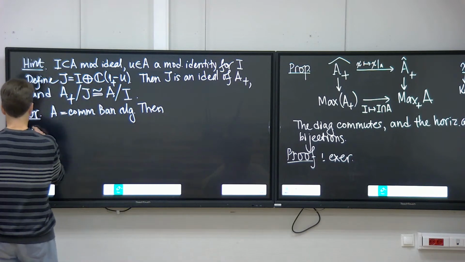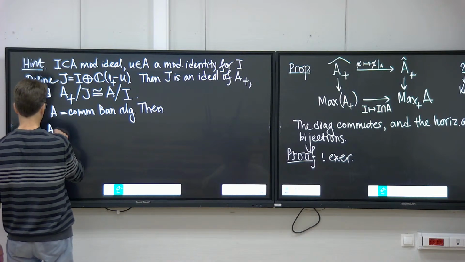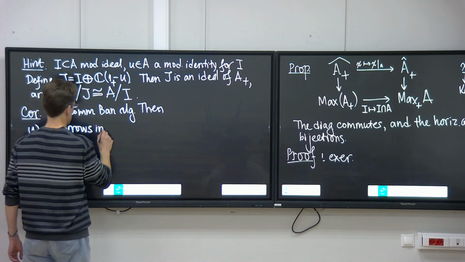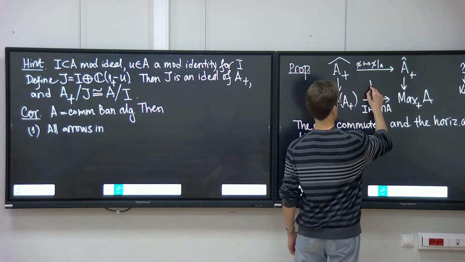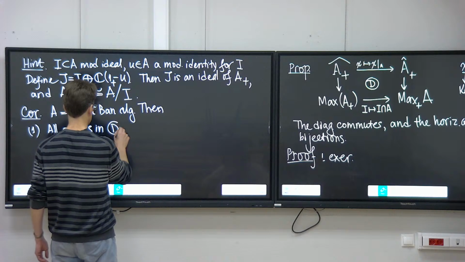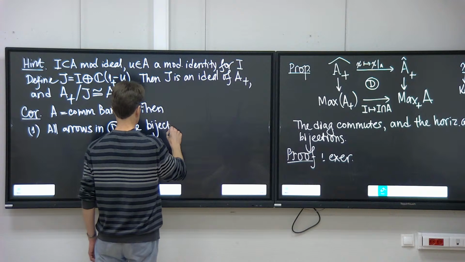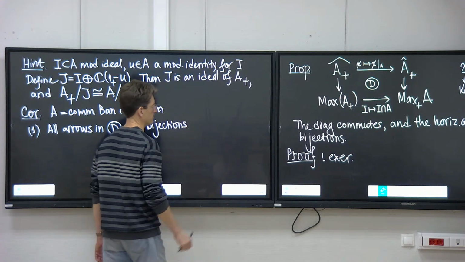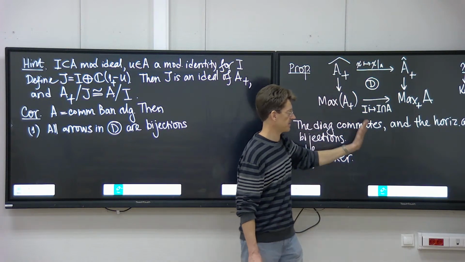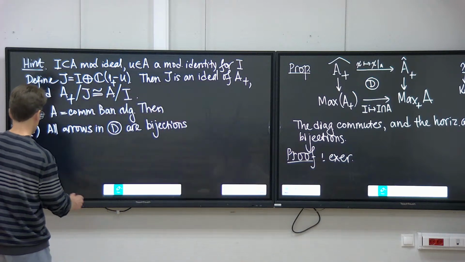Then, first of all, all arrows in the diagram, which is denoted by G, are bijections. We already know that this one and this one are bijective. We know that this is a bijection, and so this implies that this one is also a bijection.